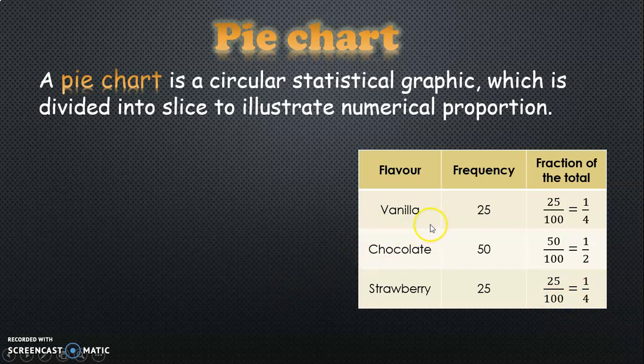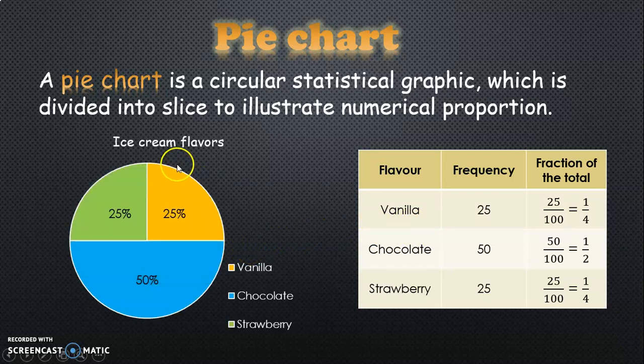Now, we will do this on the pie chart. As you see, given this data on the frequency table, it is easy to do it in a pie chart because with 1/4, we know how to divide it using the fraction. When we say 1 half or 50%, it means half of the circle. Next, 25% is equal to 1/4. That's why this one is equal to 1/4.